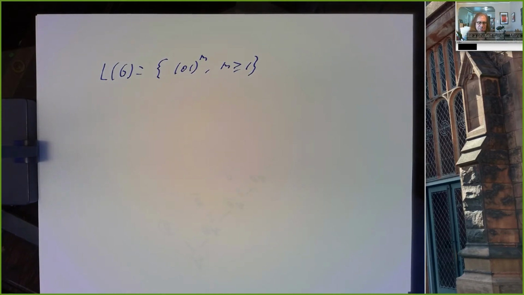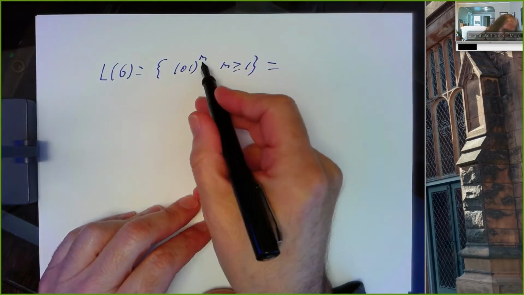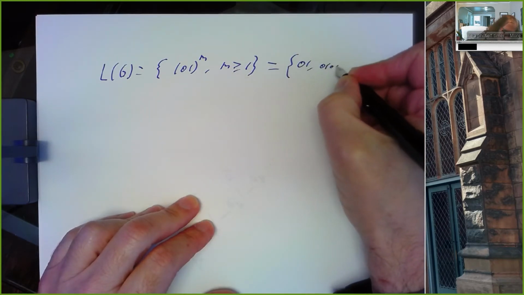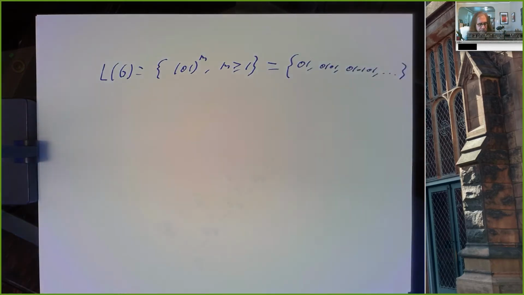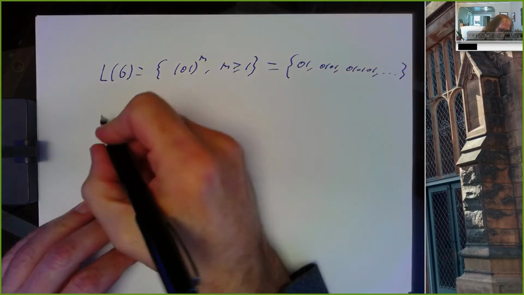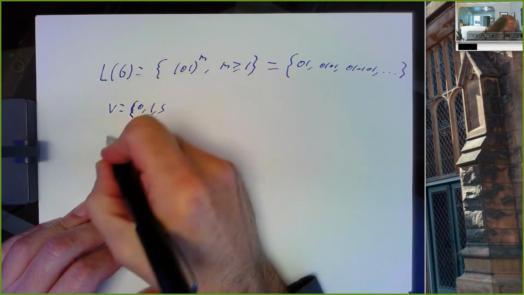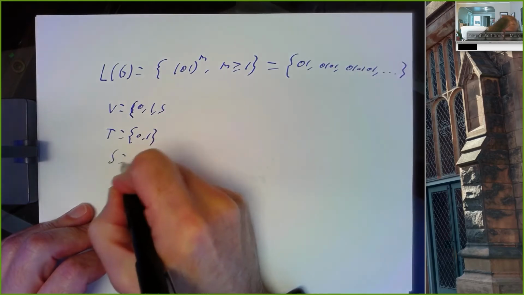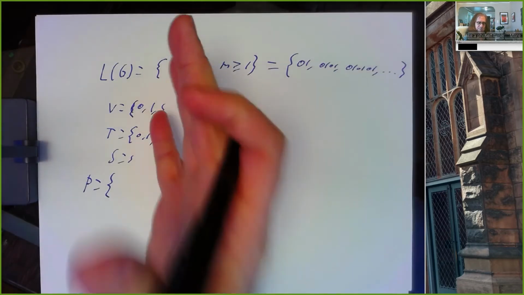So suppose we want a language which is one or more repetitions of the string 0, 1. So this is shorthand for m copies of 0, 1, where m is at least 1. So this would include 0, 1, 0, 1, 0, 1, 0, 1, 0, 1, 0, 1, and so on. So our vocabulary is 0, 1 and a start symbol. Our terminals are 0, 1. Our start symbol is S, and we want to define production rules and maybe some more symbols in our vocabulary.